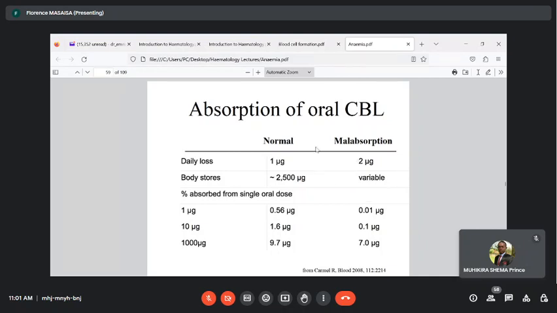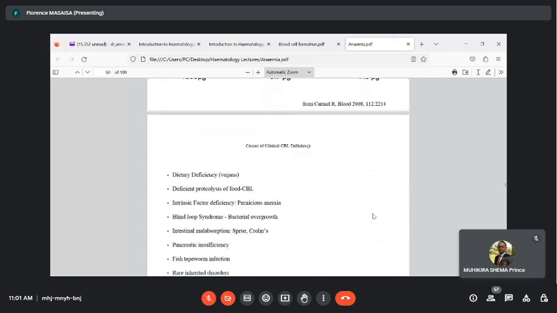So daily loss of cobalamin is 1 microgram, but in case of malabsorption, you may lose 2 micrograms. Then the absorption from the oral doses: if you take 1 microgram in normal condition, you get 0.56. If you have malabsorption, it's really very little cobalamin which is absorbed. So this is just comparing what you have in normal condition and in someone with malabsorption. So that's why for people with malabsorption, we prefer to give them intramuscularly instead of giving the tablets.